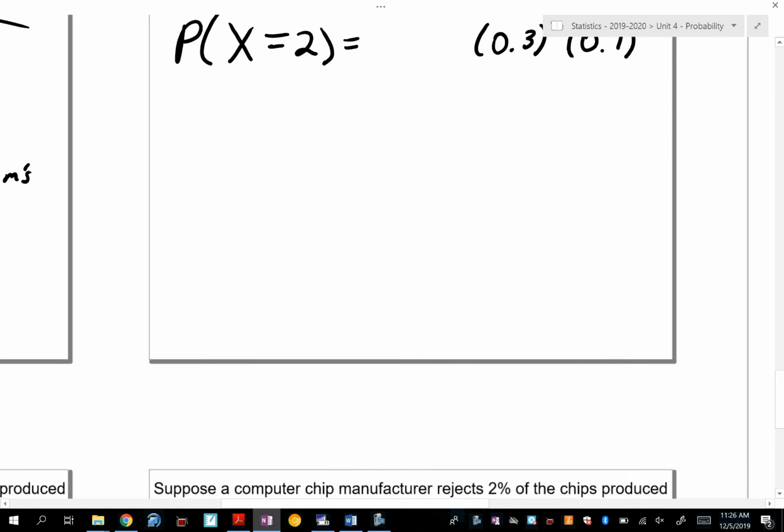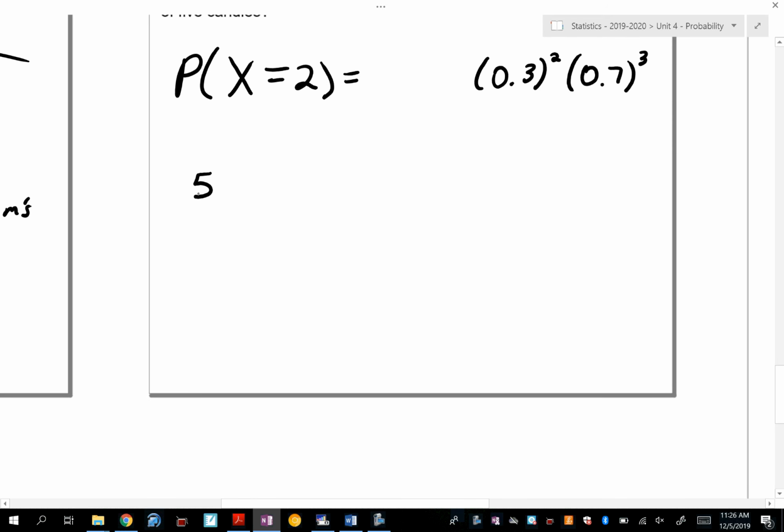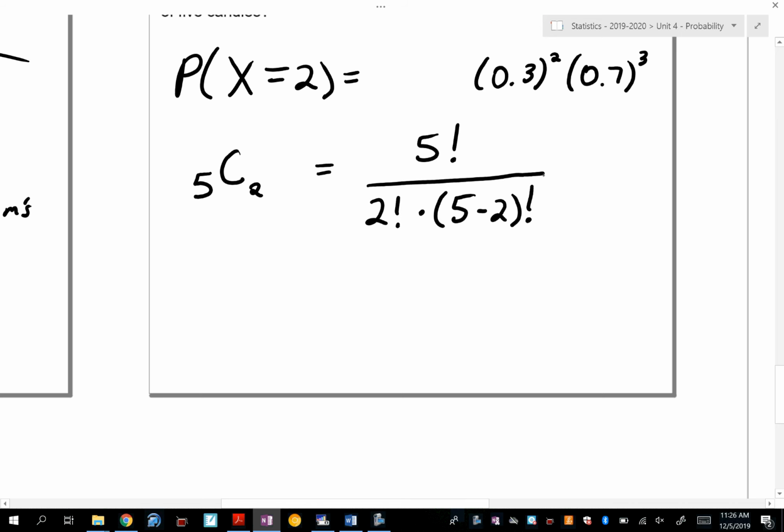So you're going to write down 5, right? We have 5 M&Ms, and we're choosing how many to be groovy? 2. Okay? So the formula calls for your total number you're choosing, 5 factorial, to be in the top. And we'll go over what factorial means if you've never seen that before. Over the number of M&Ms you're choosing to be groovy, which is 2 factorial in the bottom, times the difference of them, 5 minus 2 factorial in the bottom.